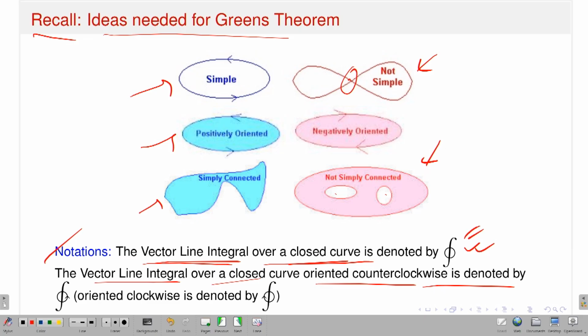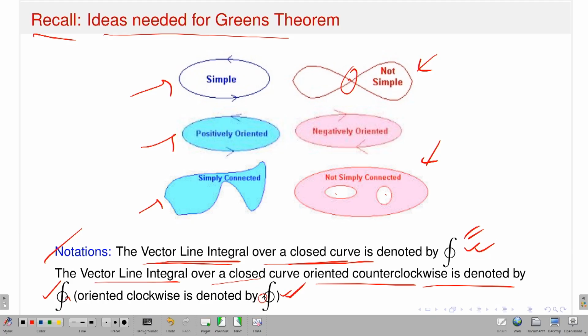And if I start with a closed curve which is oriented either clockwise or anti-clockwise, then this is the corresponding notation. So, this notation you see, if I put an arrow here, that means I am talking about the vector line integral over a closed curve which is oriented positively, or counterclockwise, or in the anti-clockwise direction. And if I talk about the vector line integral over a closed curve which is oriented negatively or clockwise, this is the corresponding notation.